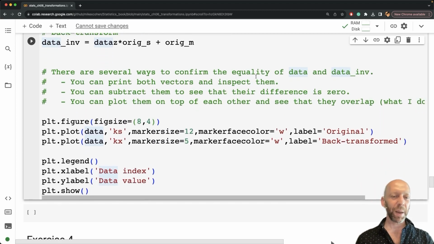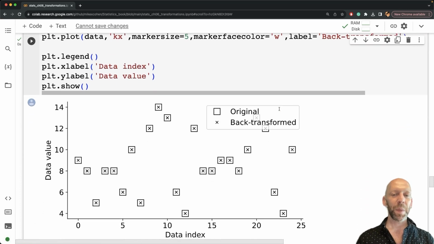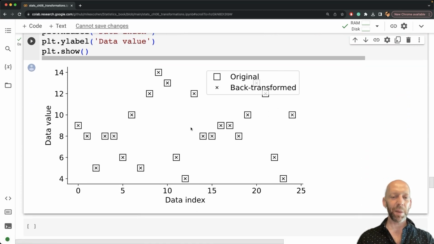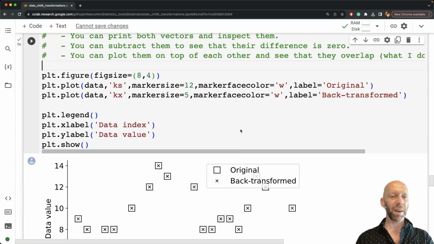Okay, so there's a bunch of ways you can do this. You can print out both vectors and inspect them. You can subtract them to see that their difference is 0. You can plot them on top of each other to see that they overlap. So multiple ways that you can see that they are the same. So here in this plot, you see that they certainly look like they are the same.